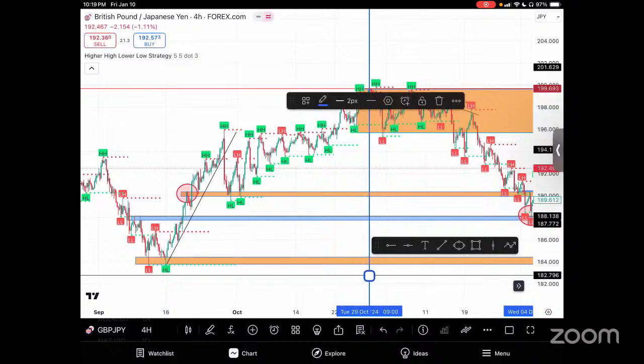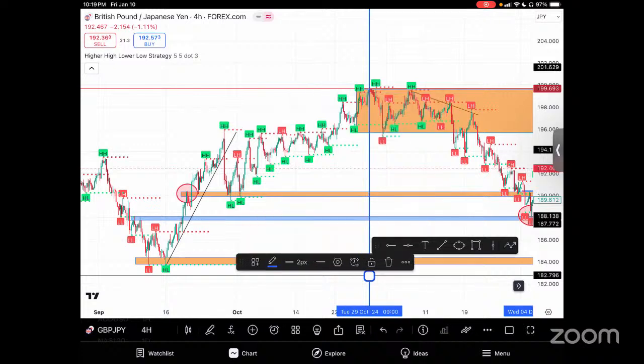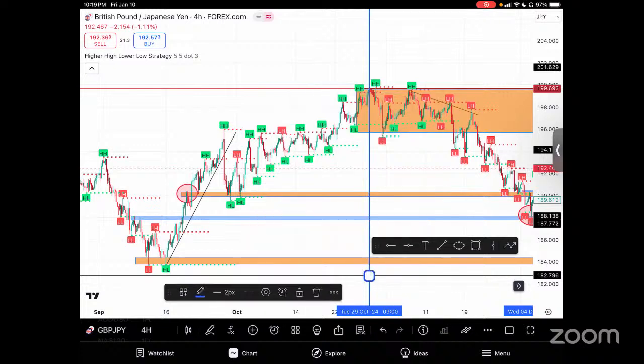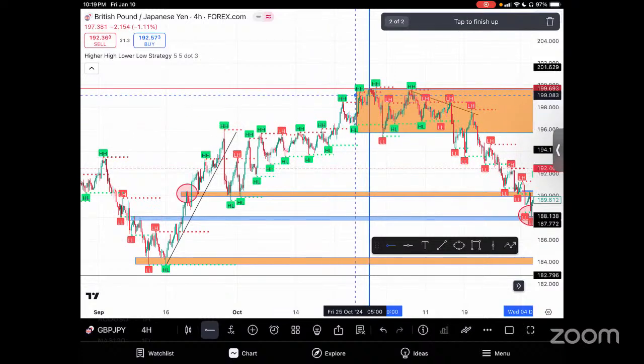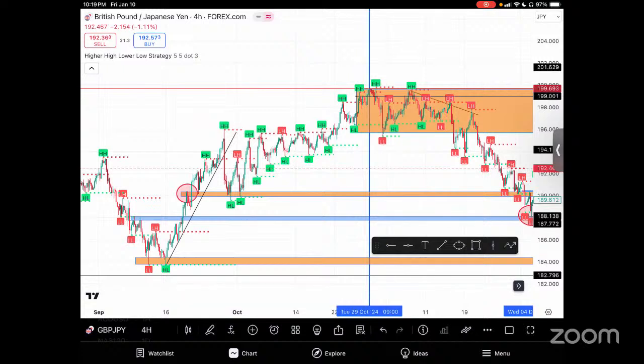Why is it sideways? Equal highs and equal lows. What do I do in a sideways market? Box it up, wait for breakout and retest. If it retests the high, then you know that is a what? If price continues to retest your highs, that is a what?